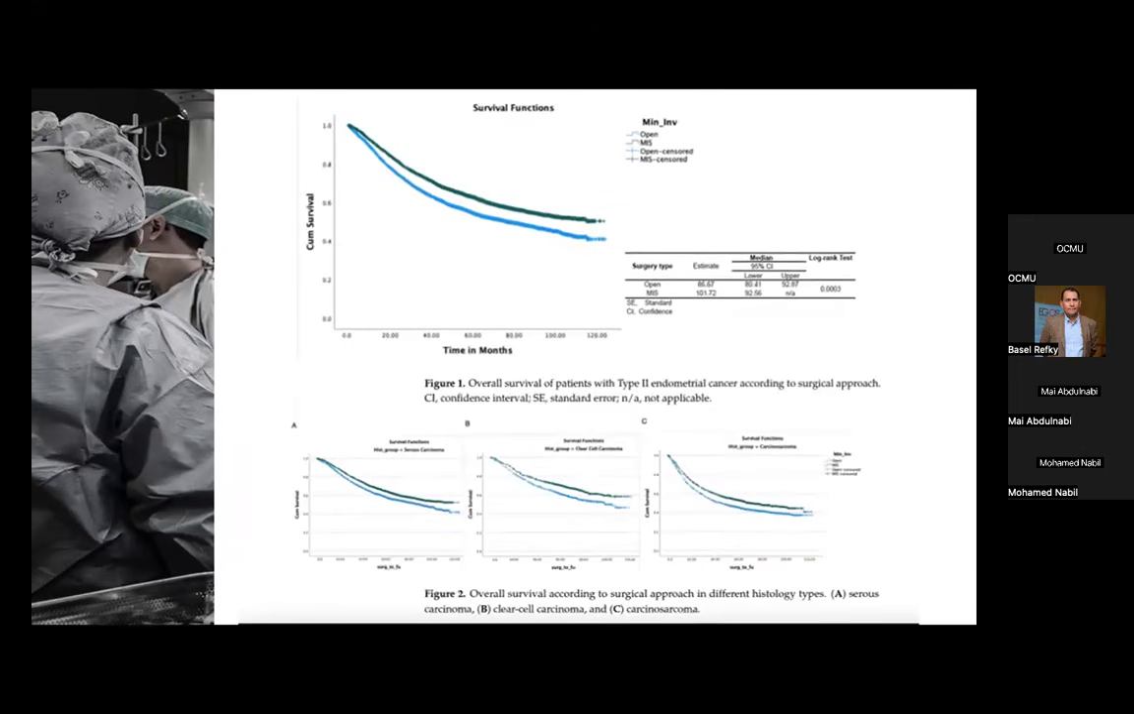Okay, that's the survival curve. As we know, it's shaped like the crocodile, as Basil said before. There was a significant difference between the survival, but as I say, also the patients who underwent laparotomy had a much more advanced disease.